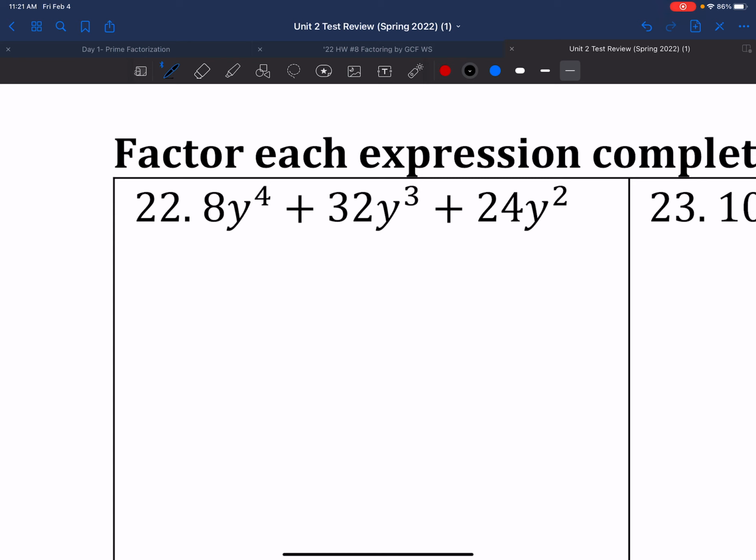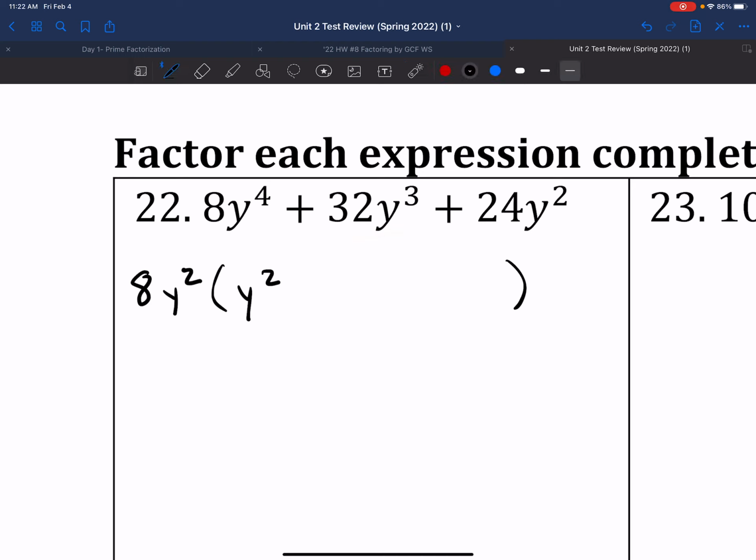We want to see it first. Let's see what number goes into 8y to the 4th power plus 32y cubed plus 24y squared. I'm just thinking 8 goes here, and then I notice that everything has a y, so put a y there. What's the lowest exponent? It's a 2, so 8y squared. And I'm going to go ahead and just say, okay, well, 8y squared times what will give me 8y to the 4th power? I'm thinking y squared here. 8y squared times what will give me 32y cubed?